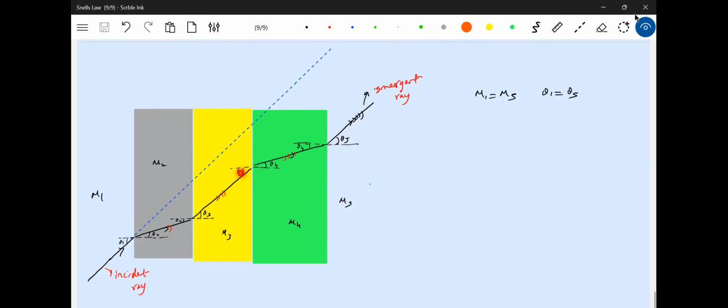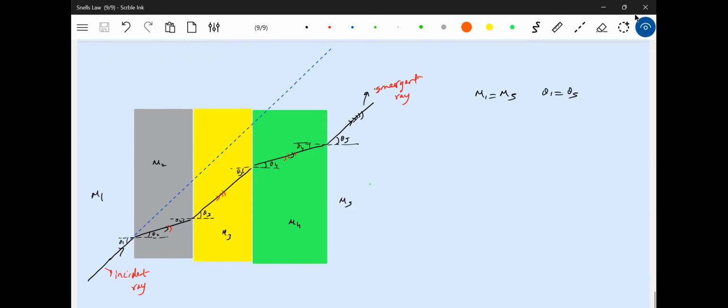All these angles are measured with respect to what? With respect to the normal. How to identify the normal? If this is the interface, then this will be the normal. Again, this is a boundary or interface. So draw a perpendicular to the boundary. That will become the normal. The angle of incidence and angle of refraction we should measure with respect to the normal, not with respect to the boundary. So overall, this is the basic idea of Snell's law that I just brought here.